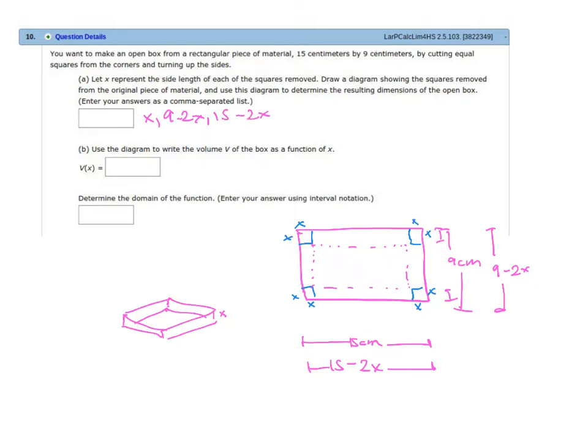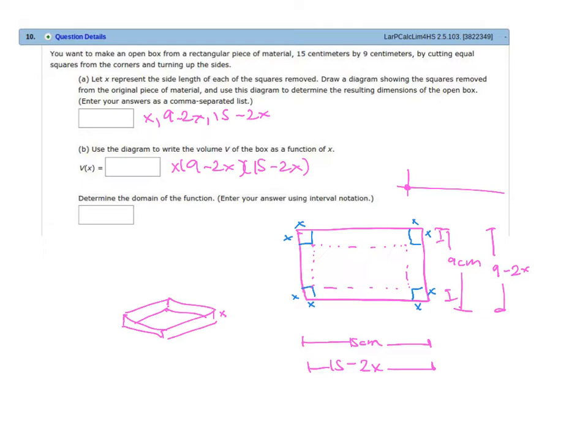Then we're going to write the volume of the box. You're just taking each piece, and so that's going to be x times 9 minus 2x times 15 minus 2x. The domain is you have to see what our restriction is here. We know that the volume has to be positive, and so we think about where it is 0. So we know it's 0 at 0.